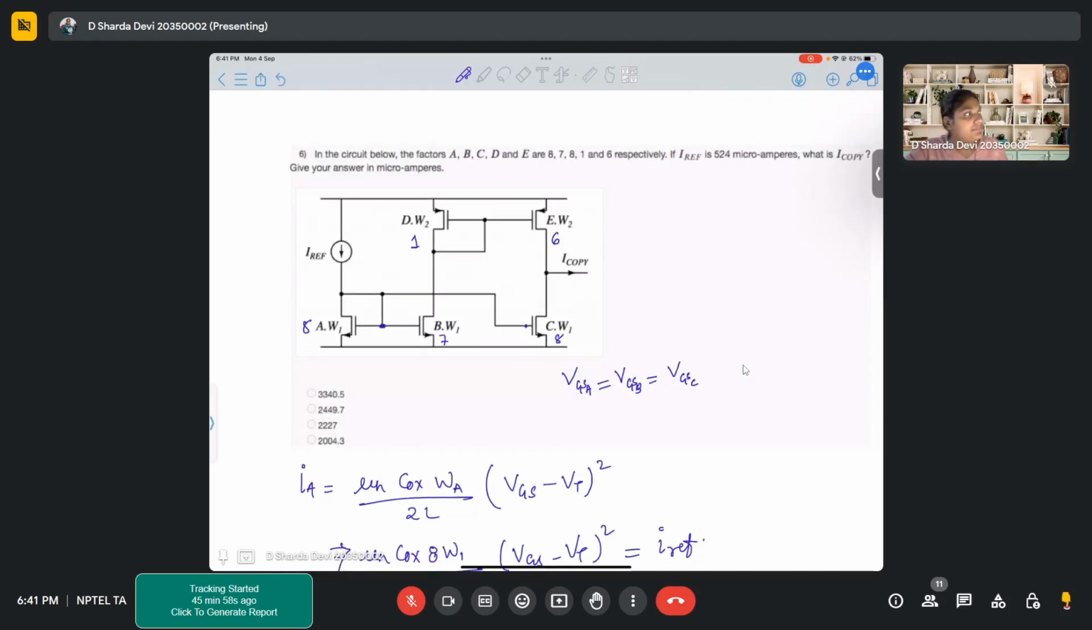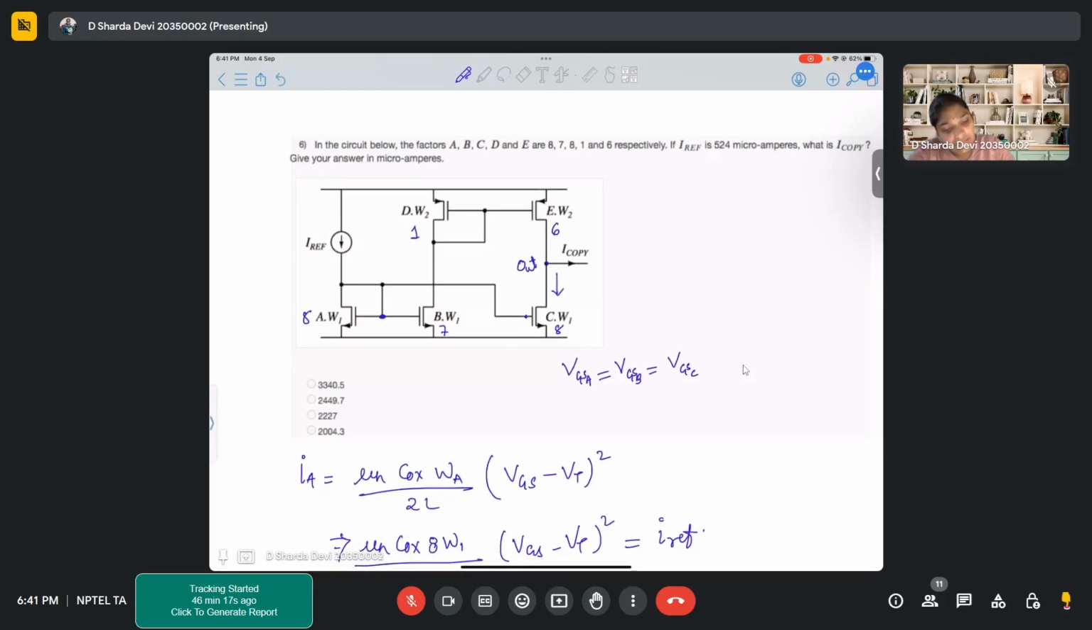So now here we have to find the value of I copy, the current that is coming out of this transistor, or this particular output node, let's say. What is the current that is flowing through IC? Yes, what is IC? Same as IREF, same as IB or IA. Yeah, which is IREF. So this is IREF. This is what we know.